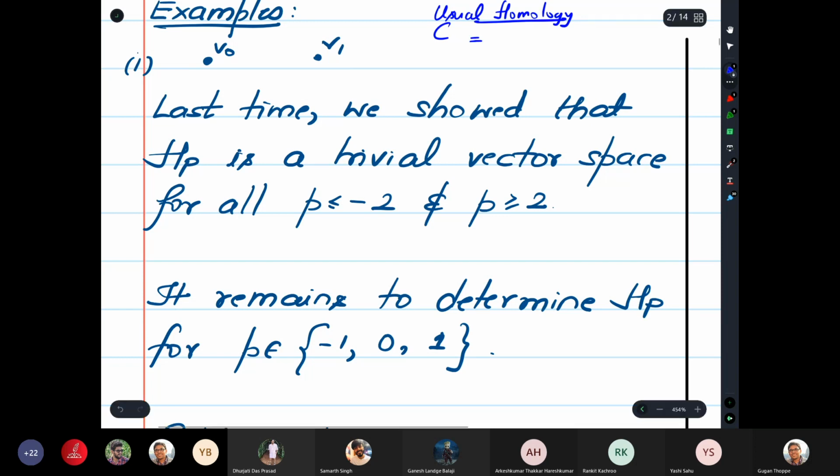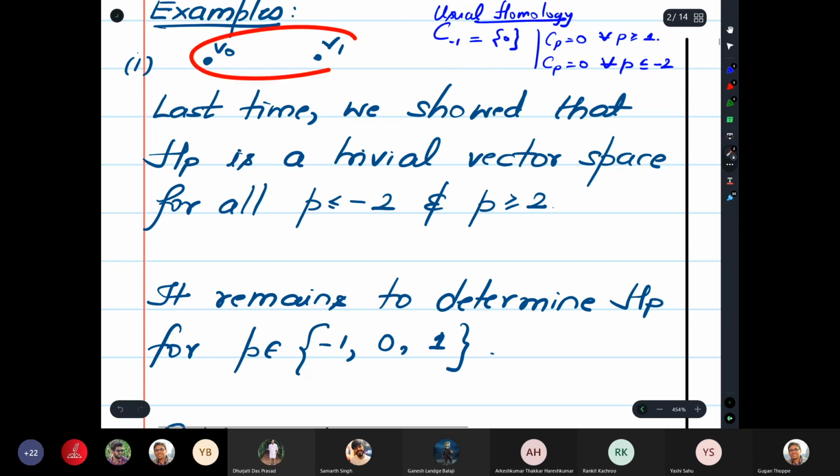C minus 1 is 0, right? So C minus 1 is said to be the trivial vector space, and since there are no higher dimensional faces, here CP is 0 for all P bigger than or equal to 1, right? And similarly CP is 0 for all P less than or equal to minus 2, right? So this is the setup that we have, and under this setup we would like to compute the homology that is associated with this simplicial complex.